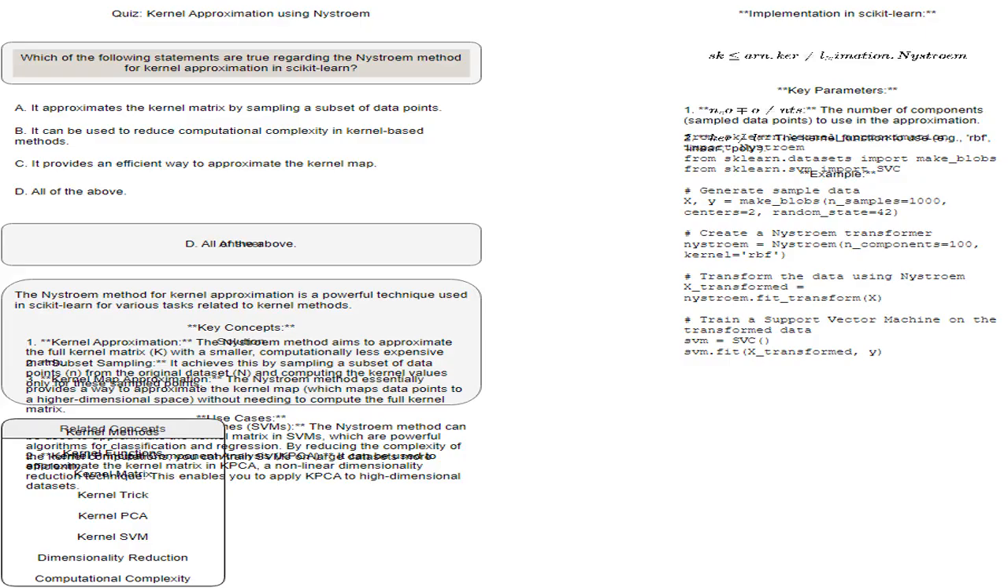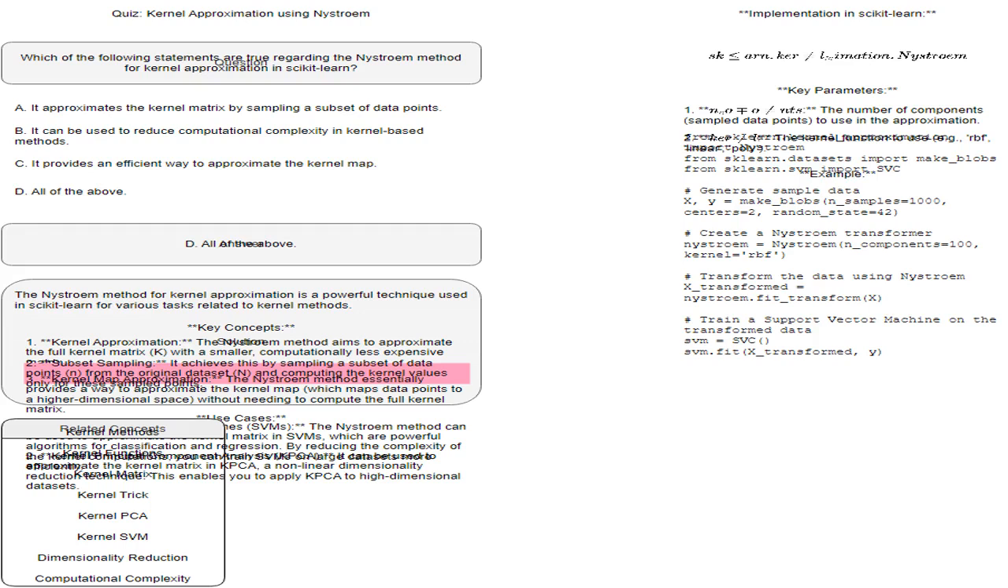Which of the following statements are true regarding the Nystrom method for kernel approximation in scikit-learn? A. It approximates the kernel matrix by sampling a subset of data points. B. It can be used to reduce computational complexity in kernel-based methods. C. It provides an efficient way to approximate the kernel map. D. All of the above.